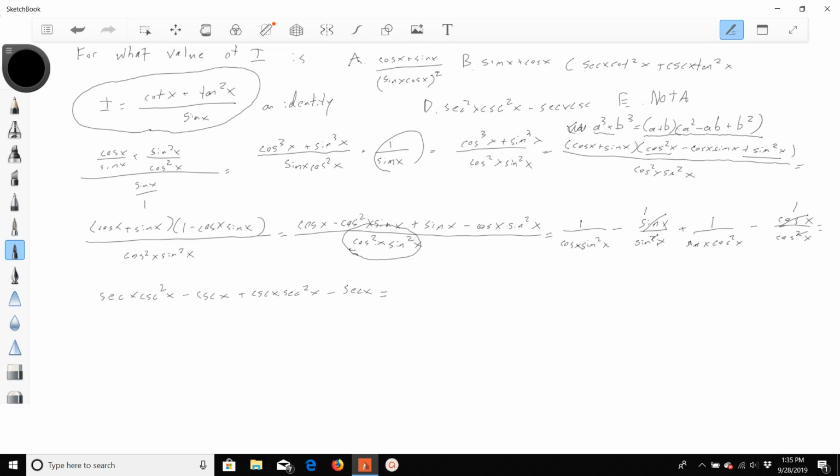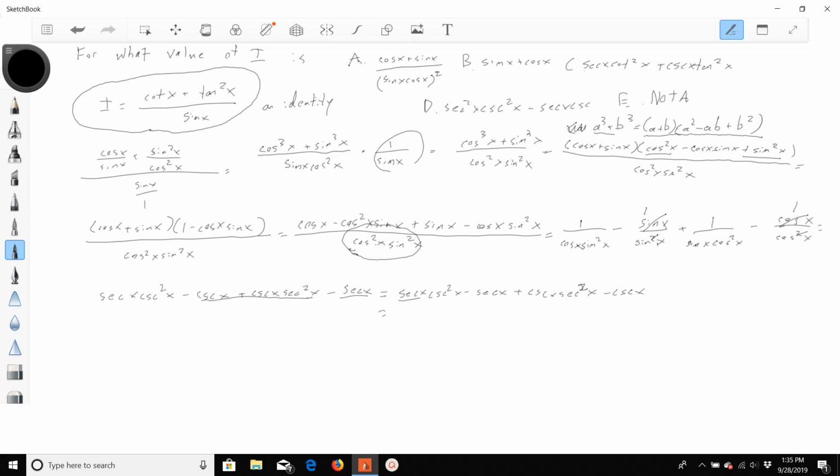Now I'm going to rearrange these terms a little bit because you see how they all have secants and cosecants, so I can pull out some common factors and maybe use some Pythagorean identities. I'm going to make it secant x cosecant squared x minus secant x, which is that last term here, plus cosecant x secant squared x minus cosecant x. Those were the two middle terms here.